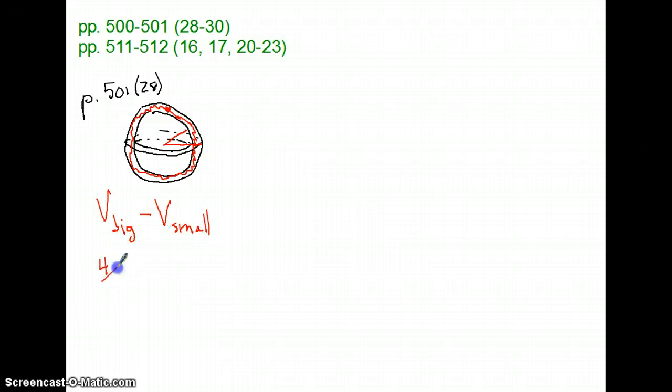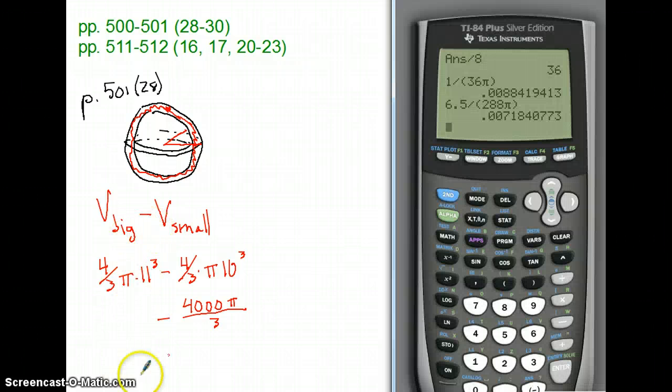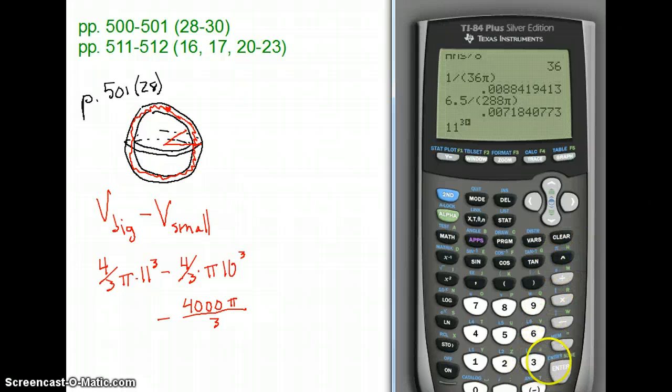Okay, so this is 4/3 pi r cubed minus 4/3 pi r cubed. By the way, I went to another page, I'm on 501 now. This one's easy. This is 1,000 times 4, times pi and divided by 3. This one is not as easy. I've got to multiply that by 4. 11 cubed is 1331. I can say that faster than I can type it. The times 4 divided by 3 is what's weird.